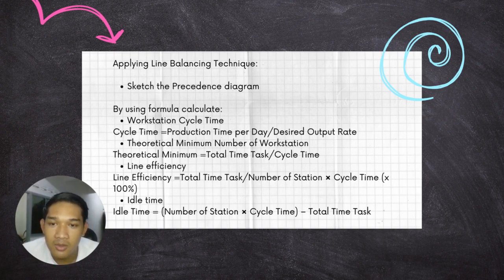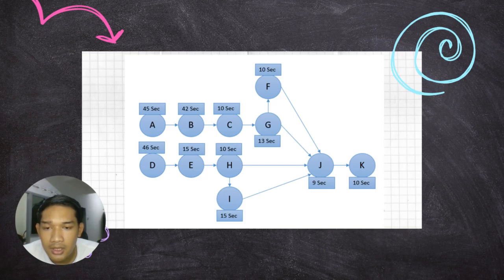So for this project, we were also applying the line balancing technique. For the line balancing technique, we sketch the precedence diagram and we calculate by using formulas. The first one is workstation cycle time, and then theoretical minimum, line efficiency, and idle time. This figure is the precedence diagram that we sketched and obtained after we applied the line balancing from data from the manufacturer.